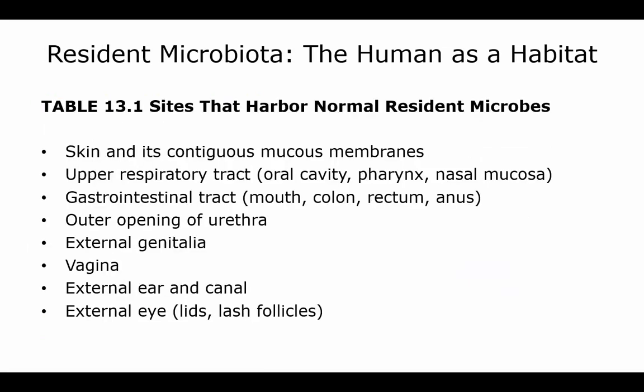Places that we find these normal resident microbes, of course, our skin and any contiguous mucous membranes, our upper respiratory tract, like our oral cavity, our pharynx, our nasal mucosa, our GI tract, the outer opening of our urethra, the external genitalia, the vagina, the external ear and ear canal, and of course the eyelids and the eyelash follicles.